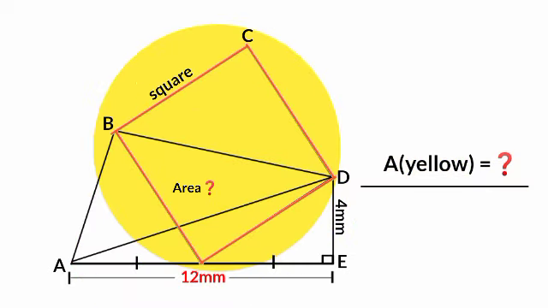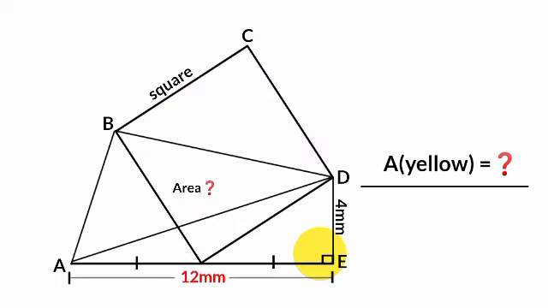In this video, we are to calculate the yellow area, which is this triangle here. We have that this quadrilateral is a square-shaped quadrilateral. This angle here is a right angle. We have the length of this side to be 4 millimeters, and this is 12 millimeters. This side and this side are equal in length. So how can we solve it?